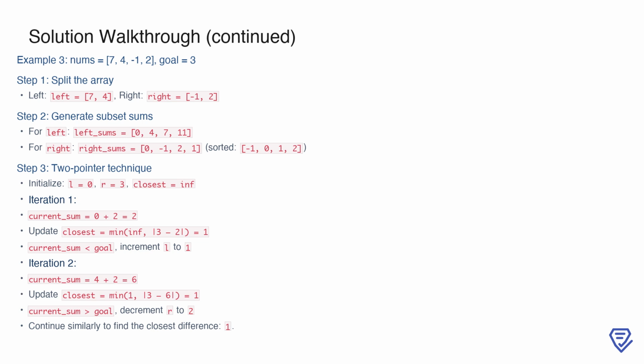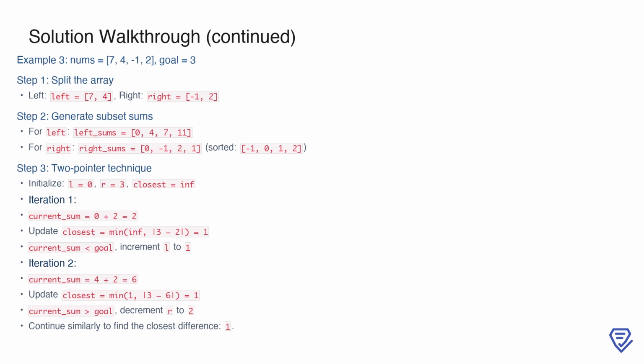Generating all subset sums, the left half yields sums of 0, 4, 7, and 11, resulting in left_sums as 0, 4, 7, 11. For the right half, the sums are 0, -1, 2, and 1, which when sorted become right_sums as -1, 0, 1, 2. Using the two-pointer technique, we initialize pointers and begin the iterations.